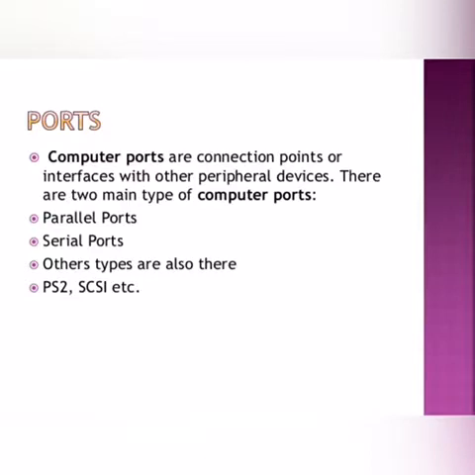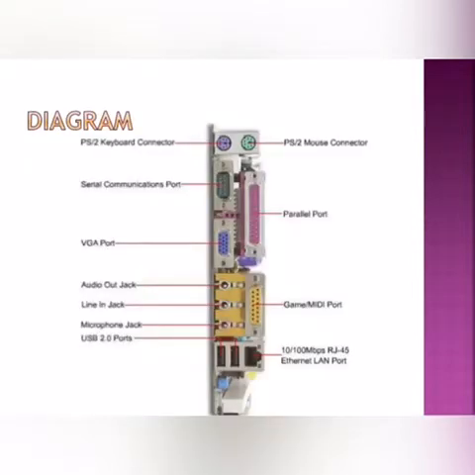There are two main types of computer ports. What are they? That is parallel port and serial port. Other types are also there, that is PS2 and SCSI, etc. So here is the detailed port diagram for you. Take a clear look at it. Now let's move further.